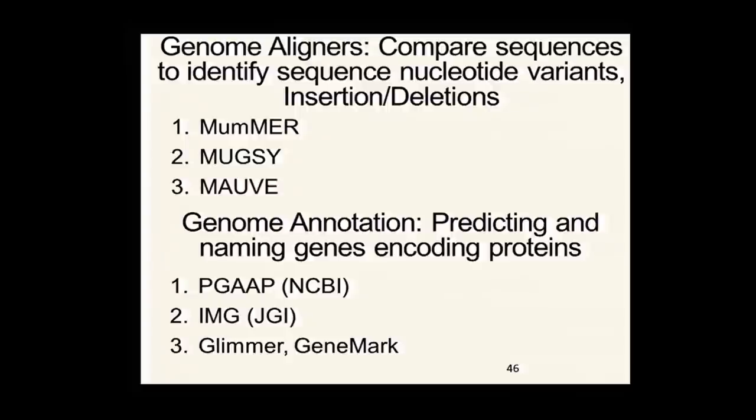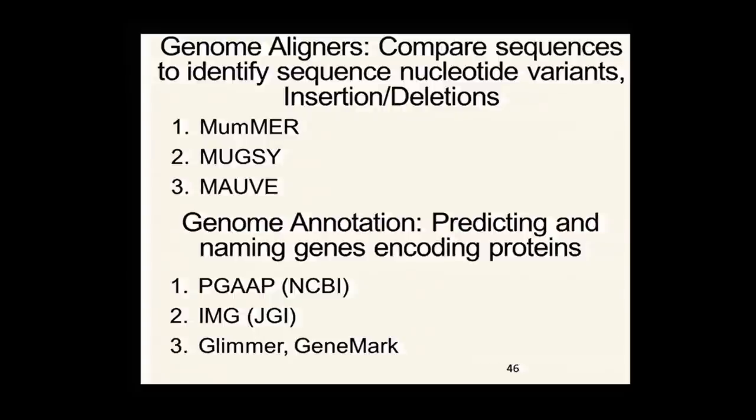Genome aligners. I'm using an aligner when I want to get at the next question, which is: I have genome A and I have genome B. What are the differences between these two genomes? I want to find single nucleotide variants, and I want to find indels. MUMmer, MUGSY, Mauve, it really depends on small differences in terms of the display you want. We've used all of them, and they've all worked well for us.